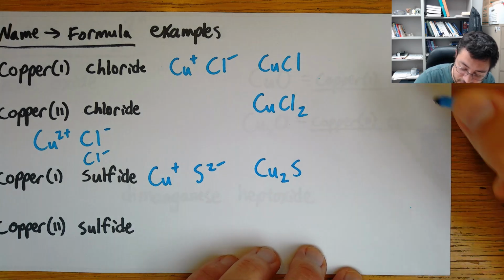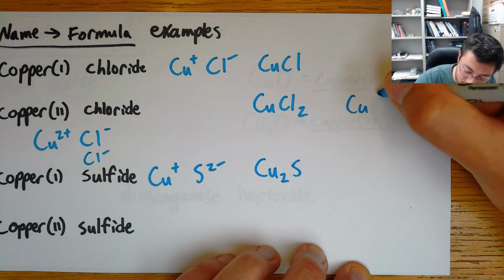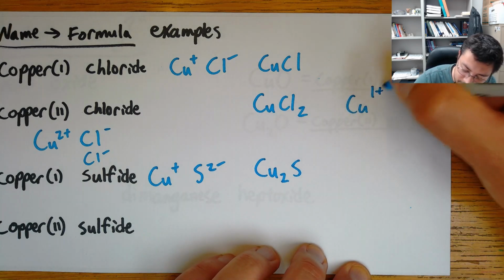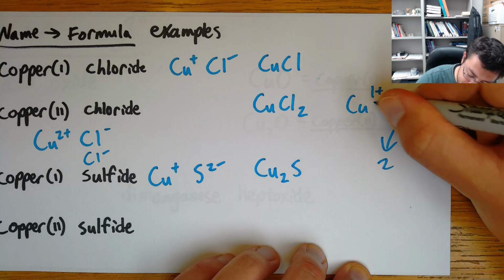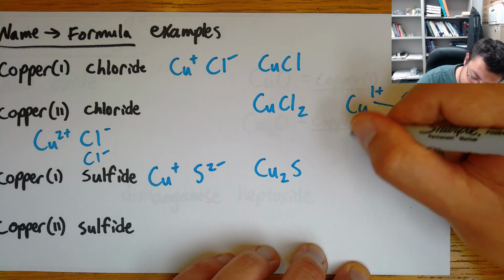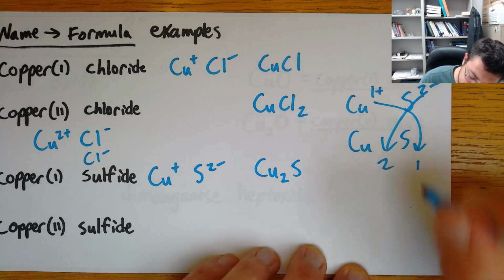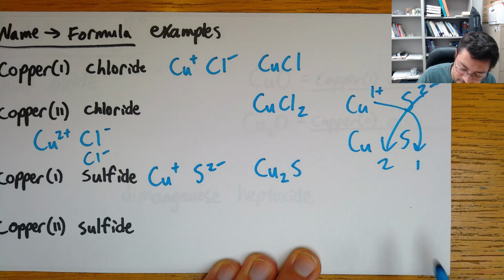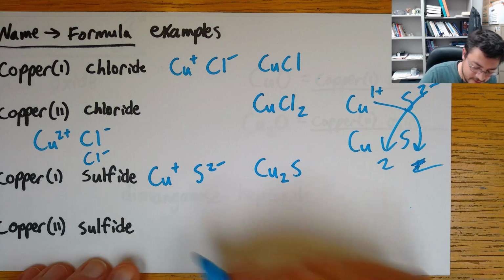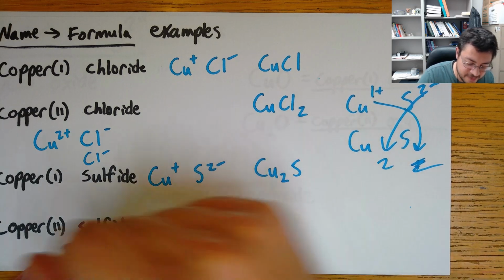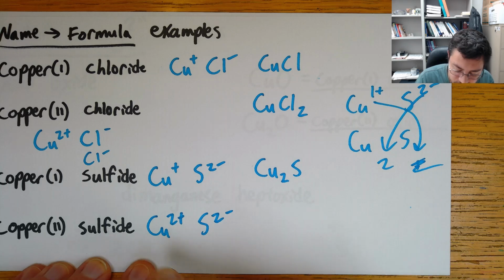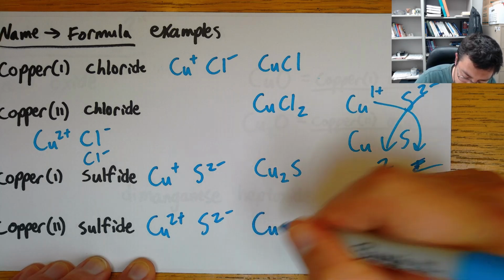Okay. If you still like doing the crossover method, you're more than welcome to do that. Which is the same as that. We just don't write the 1. Cu2 plus, S2 minus for copper 2 sulfide. We only need 1 of each. So we get CuS.